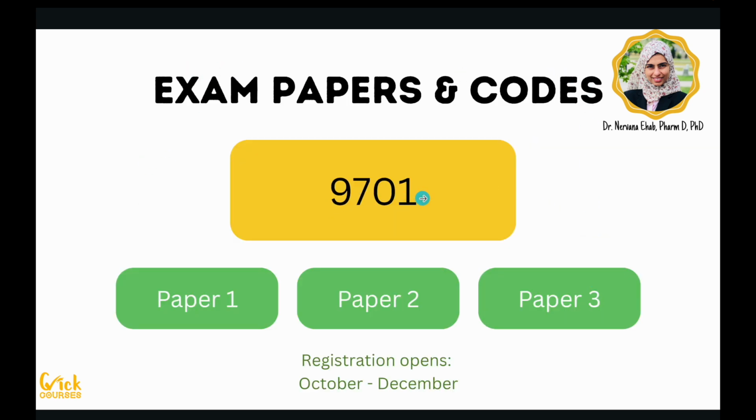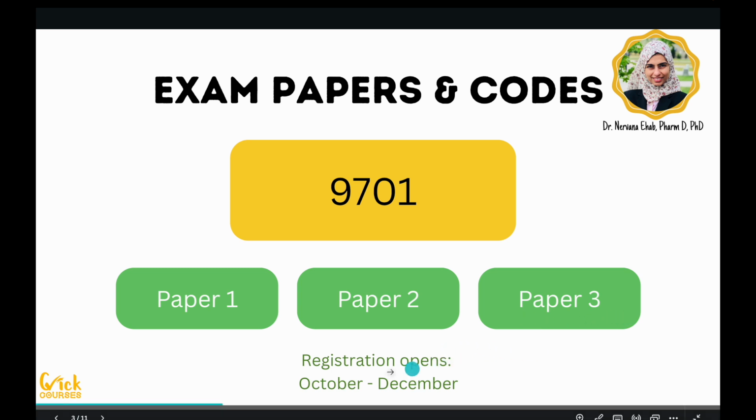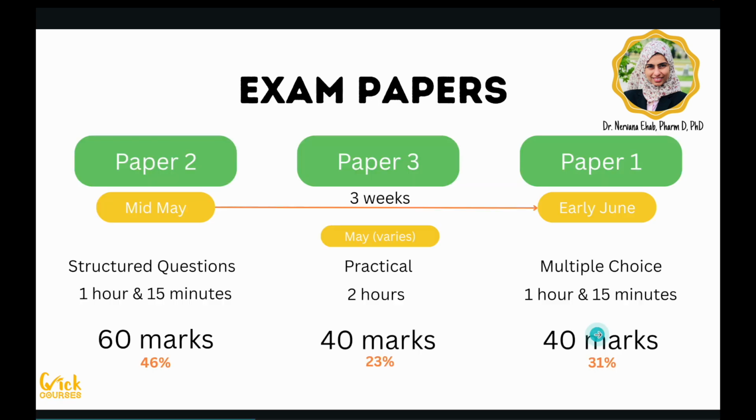Your exam code for the AS Cambridge is 9701. There are three papers, paper 1, paper 2, and paper 3. For the May-June exam session, the registration opens between October and December, so make sure you register on time.